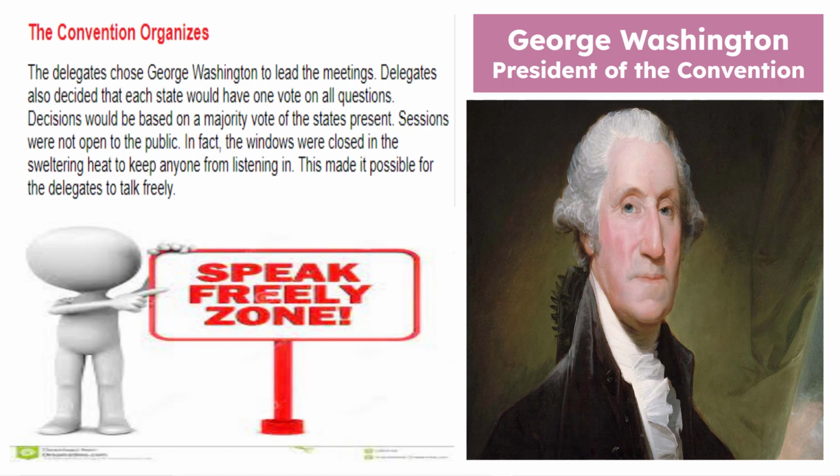Question number 17. Who was selected to be the president of the convention? George Washington. Question 18. How would the voting work for the states at the convention? Well, unlike the Articles of Confederation, yes, each state would have one vote, but decisions would be made on a majority vote. So if something were to pass, it could pass 7-6 instead of the 9 votes that were required at the AOC, or even 13 out of 13 for changes to the AOC.